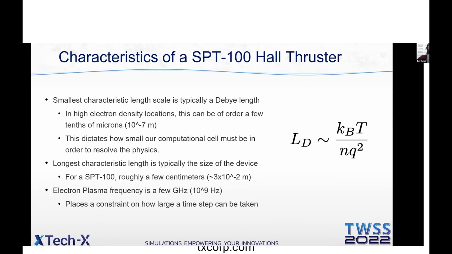Well, the longest characteristic length of a Hall thruster is basically the size of the device. For an SPT100, that's roughly a few centimeters, maybe 5. And finally, for temporal, the electron plasma frequency is a few gigahertz, and that would place a constraint on how small a time step we can take. So we're looking at stuff that's a nanosecond or smaller, honestly, if we want better resolution.